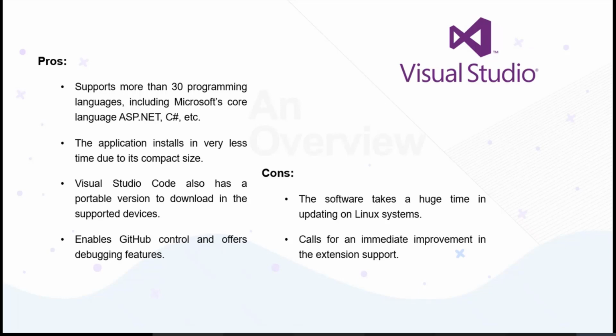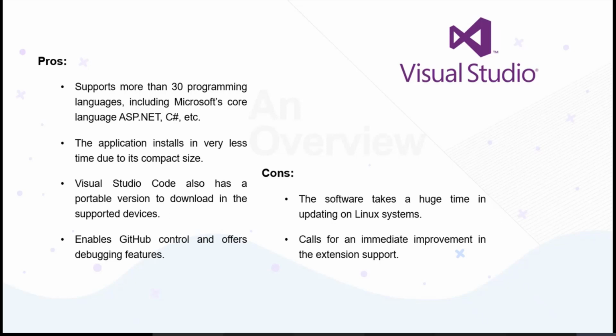So the pros are that it supports more than 30 programming languages, including Microsoft core languages, such as ASP.NET, C Sharp, Visual Basic, and so on. The application installs in very little time due to its compact size. That is an advantage. Visual Studio Code has a portable version to download on supported devices. It enables GitHub controls and offers debugging features.